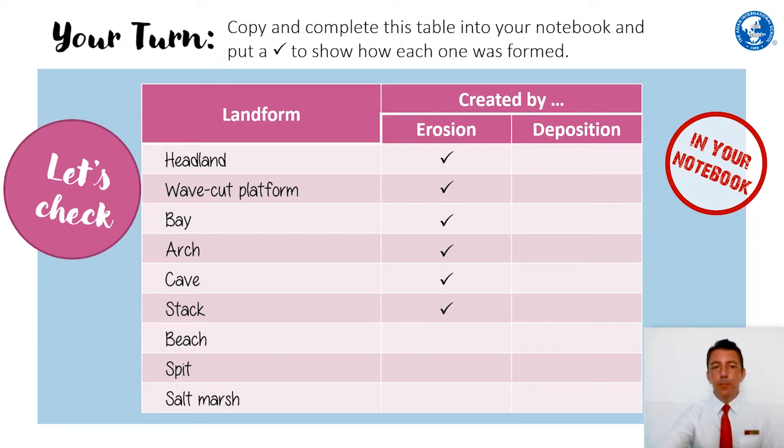Next up is the beach. This time it's formed by deposition. So a beach forms when the waves deposit material along the coast. A spit. This is also formed by deposition. So the spit is formed as sand is deposited at a sheltered area. And the salt marsh is also formed by deposition. Behind the spit, we have a sheltered area where sediment builds up and forms a marsh.